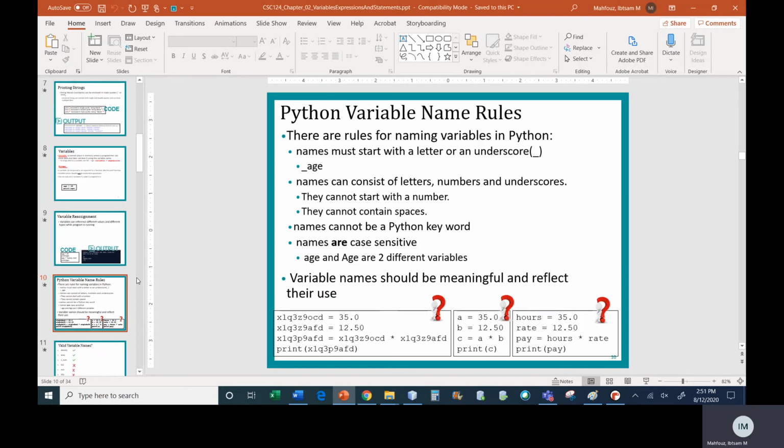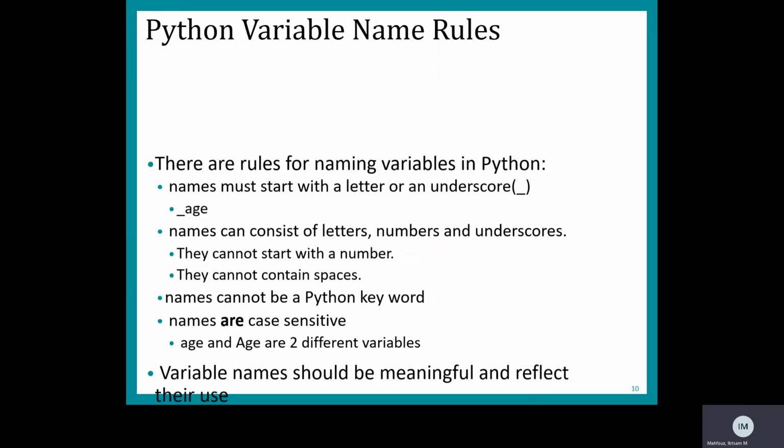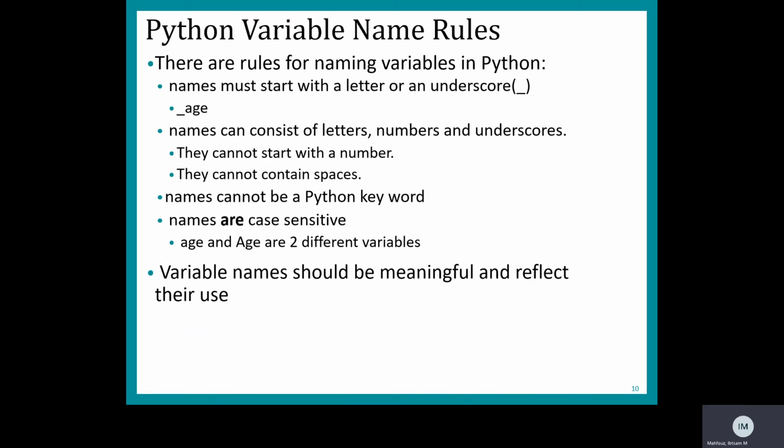Now, when you're creating those variables, you need to think of meaningful names, good names. So how do we name them? What are the rules? So the first thing is that they need to start with a letter or an underscore. So that means they cannot start with a number. The name can consist of letters, numbers, underscores. It cannot start with a number. It cannot contain a space, and it cannot be some word that has some specific meaning in Python. Okay, and names are case sensitive.